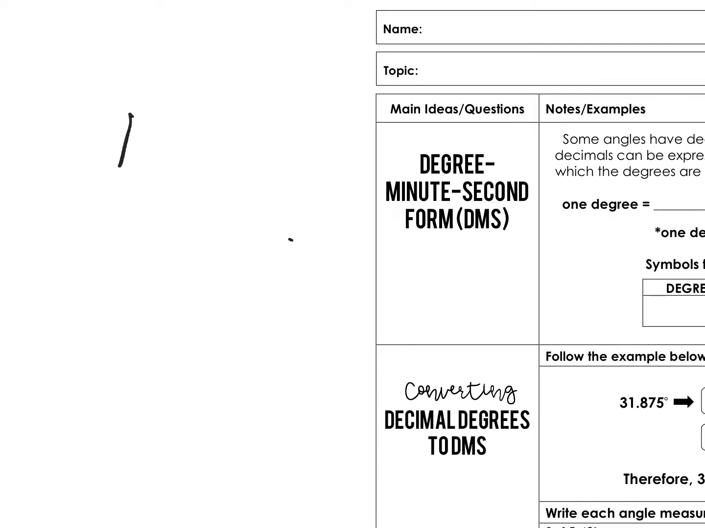1 degree is equal to, just like a clock, think of it as 1 hour, 60 minutes. I messed up. That's not minutes. That's minutes. 1 minute is equal to 60 seconds.